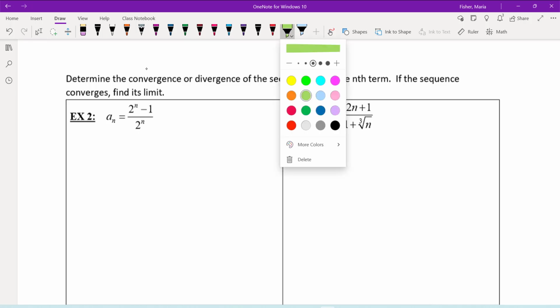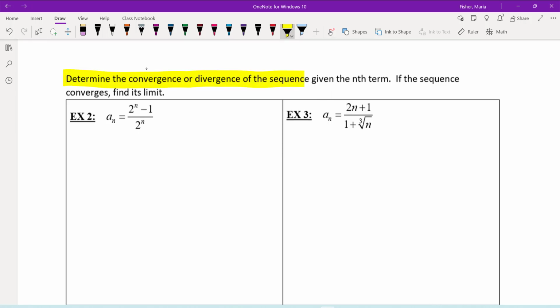To determine if your sequence converges or diverges, what you need to do is take the limit as n goes to infinity of a sub n. If that equals some number L, so if the limit exists, then that means the sequence converges. If the limit does not exist, then that means that the sequence diverges. We're just trying to determine when we're listing out these numbers, are we approaching some number? If the answer is yes, our sequence converges. If the answer is no, our sequence diverges.